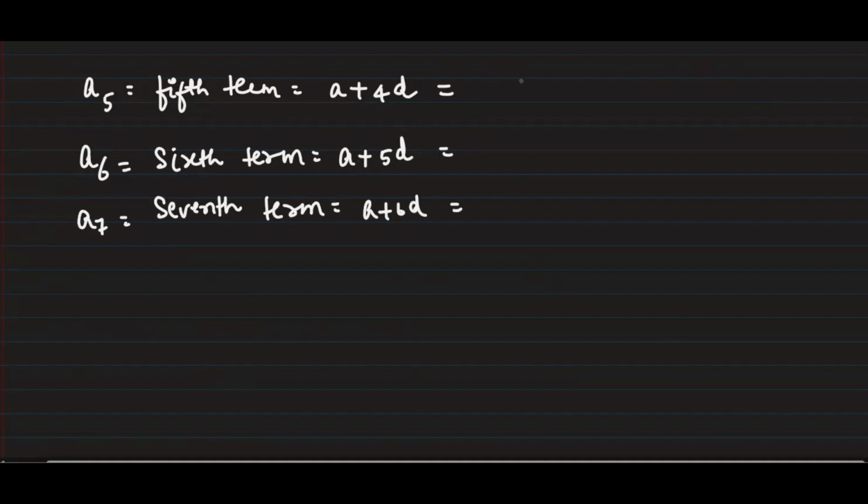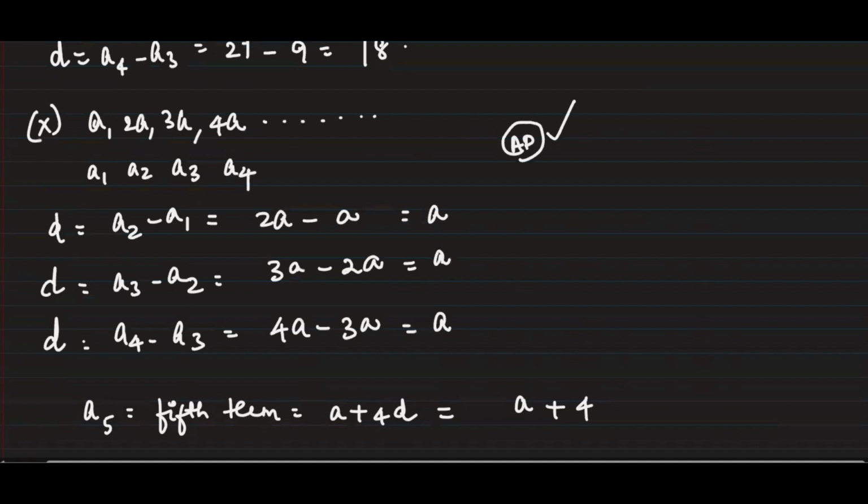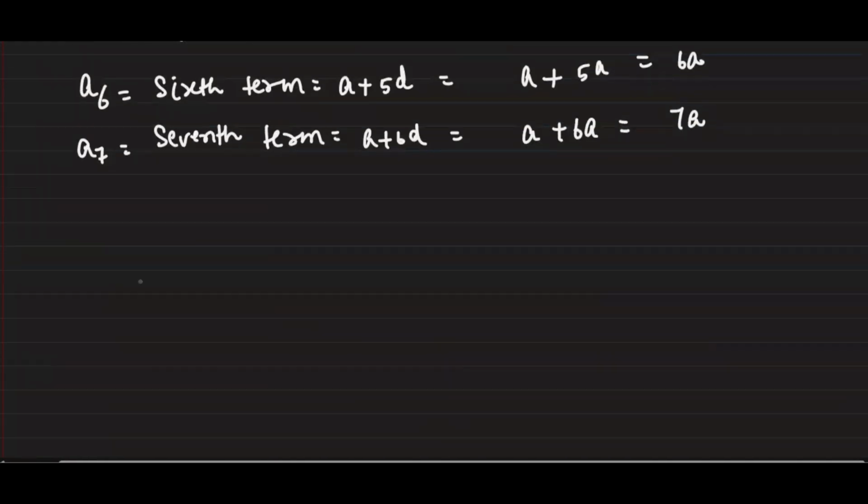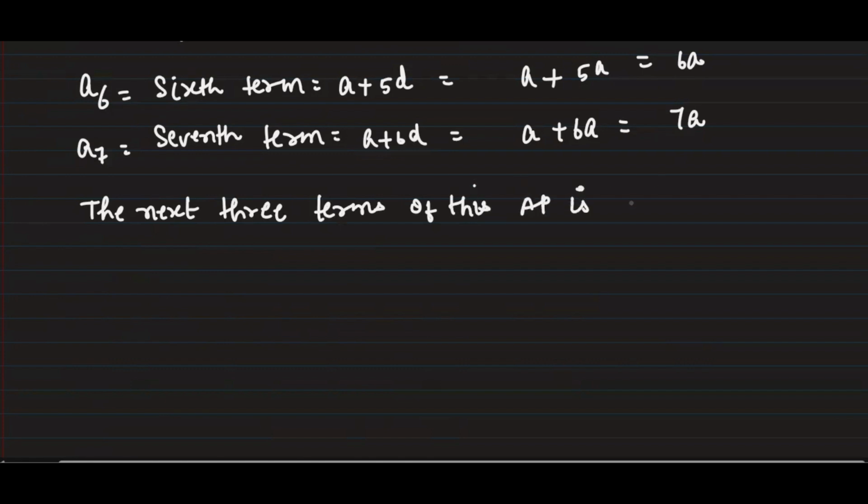Now what is A? Here A is A only. The first term is A, and the D value is also A. So it's easy now. A plus 4A will become 5A. The next one is A plus 5D, so 5 into A. A plus 5A will become 6A. Then this will become A plus 6A, which is equal to 7A. Therefore, the next three terms of this AP are 5A, 6A, and 7A.